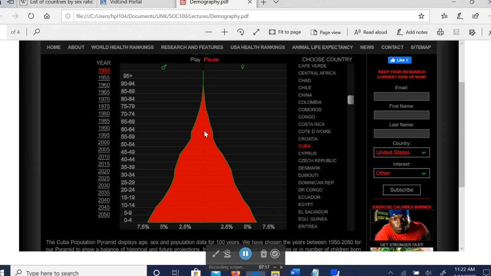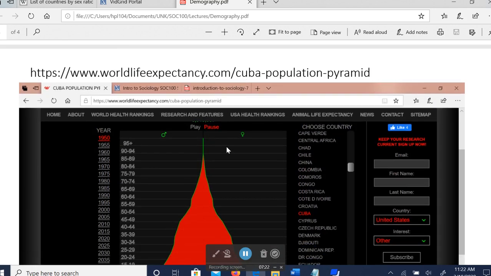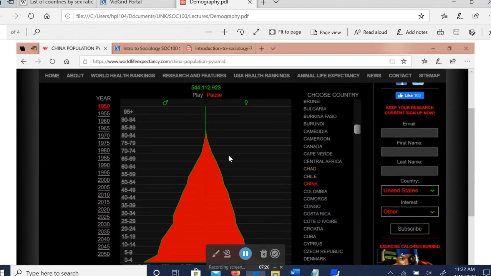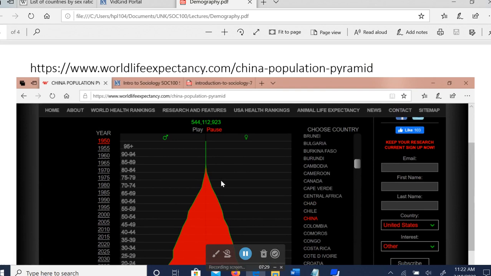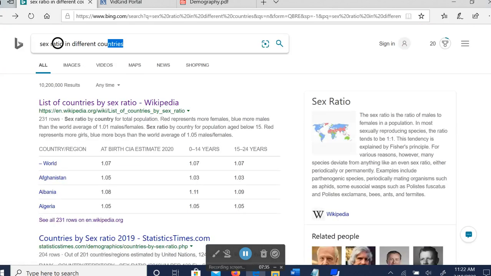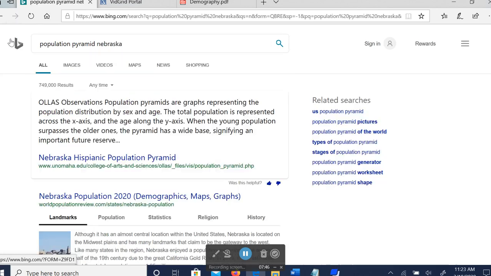And this is a population pyramid from Cuba in the 50s. And this is another population pyramid from China, also in the 50s. Let's check out Nebraska if we find anything. Let's see.